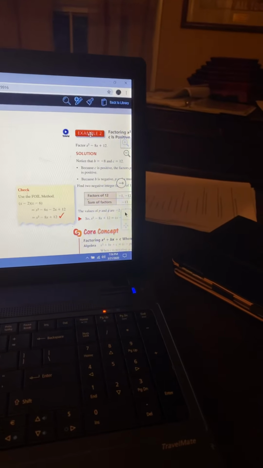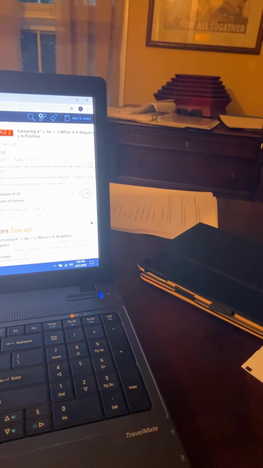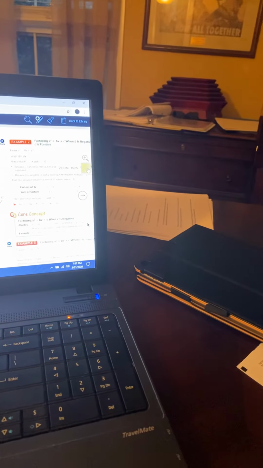Factor x squared plus 4x minus 21. So we can see that there's certain examples. So let me increase this right here. One of the things that we want you to see is that example 2 has a tutorial. I guess when I increase it too much, it doesn't give us that opportunity to look at that. When it's smaller, we have the examples if you want to walk through the process.